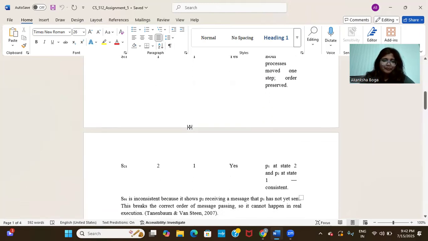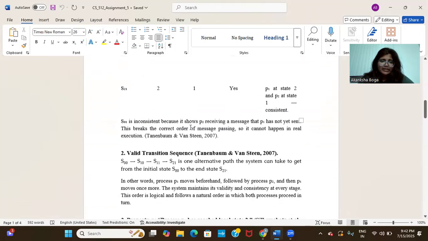nothing is out of order. Next, coming to S21, P1 local state is 2 and P2 local state is 1. Is it consistent? Yes, it is consistent. The reason is P1 did two steps and P2 did one. All are in correct order. Coming to the next one, S01 is the bad one because it says that P2 got a message before P1 even sent it. That's like getting a letter in the mail when nobody wrote it.